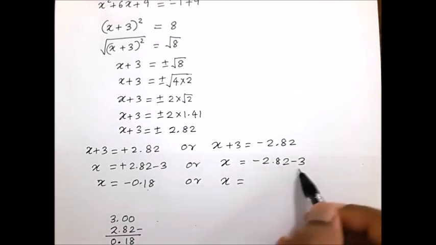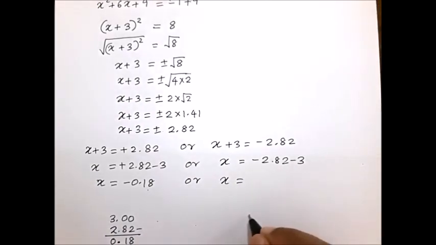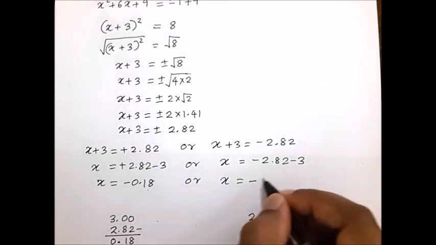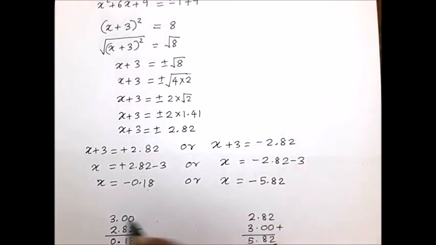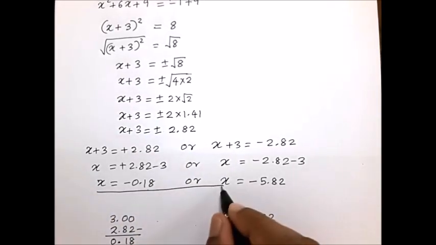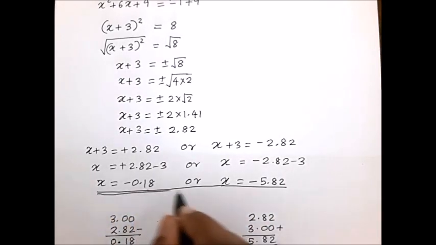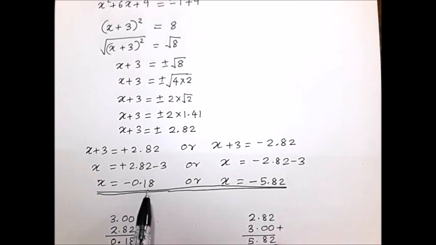Or here same sign. Add these two. 2.82 plus 3. It is 5.82. Minus 5.82. This is the answer for solving the above quadratic equation. X equals minus 0.18 or x equals minus 5.82.